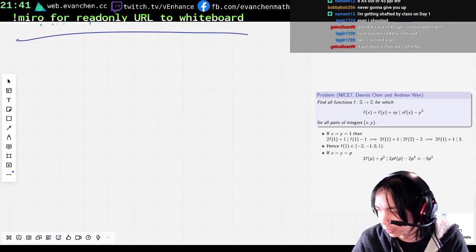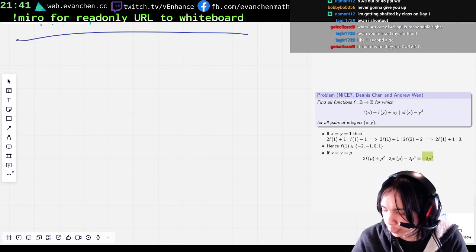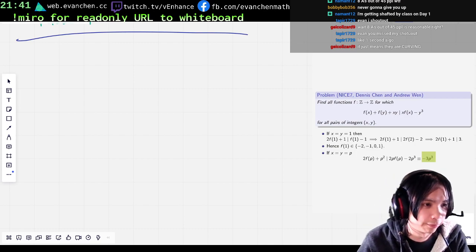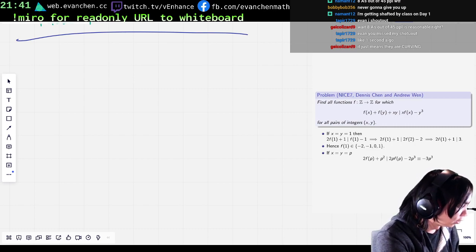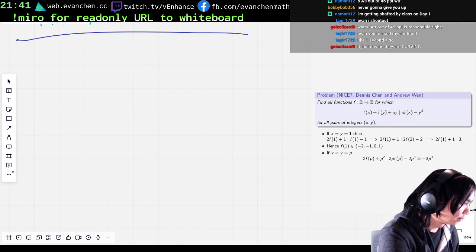I mean, actually it's the same thing except here I plugged in p equals 1. But the reason you pick p prime is because that way you know what the factors of the right hand side are. Shout out to IMO website for being stupid and not loading. Which, very sad.